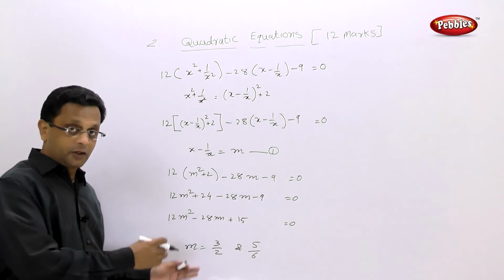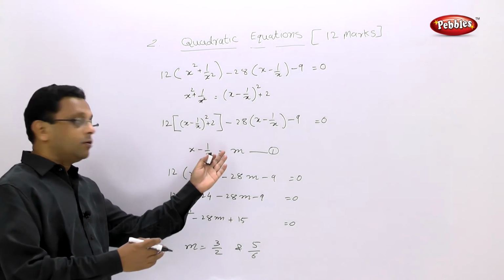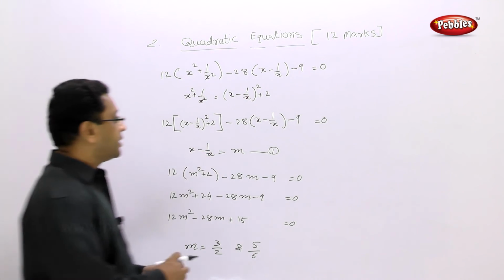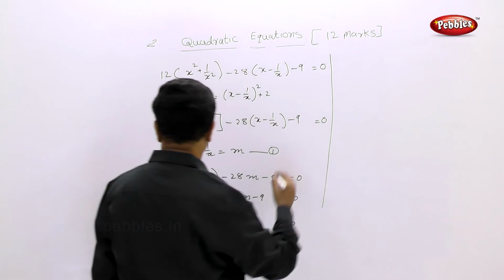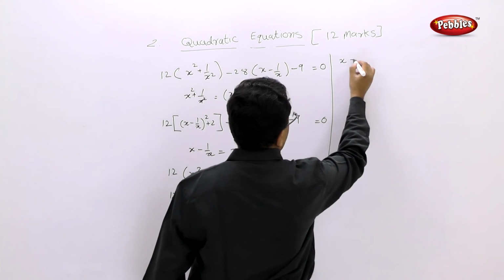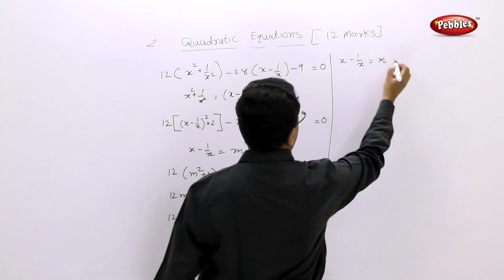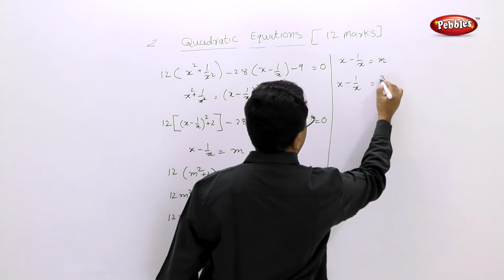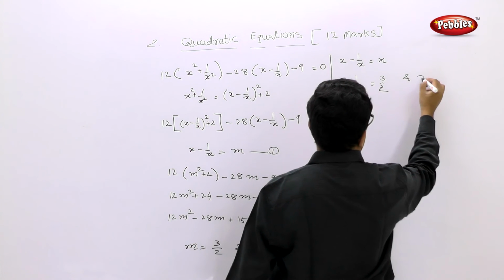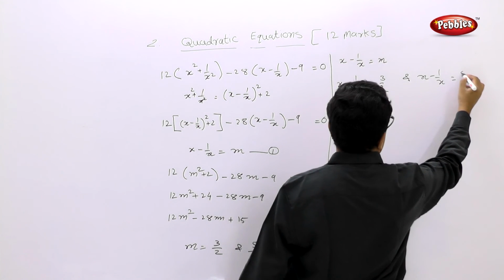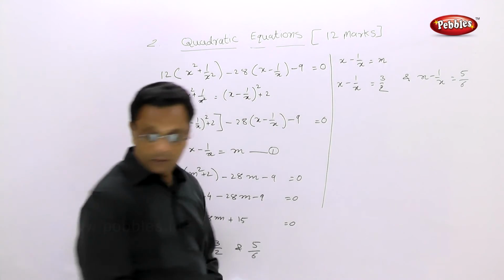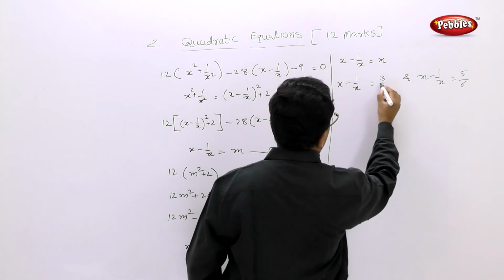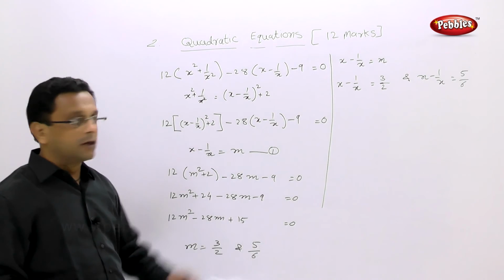Now this is the first step. Now you have to substitute the value of m into equation 1. So substituting m into equation 1, we will get x minus 1 upon x equal to m. So first we will get x minus 1 upon x equal to 3 by 2 and x minus 1 upon x equal to 5 by 6. We will get two equations here. Let us solve these two equations.